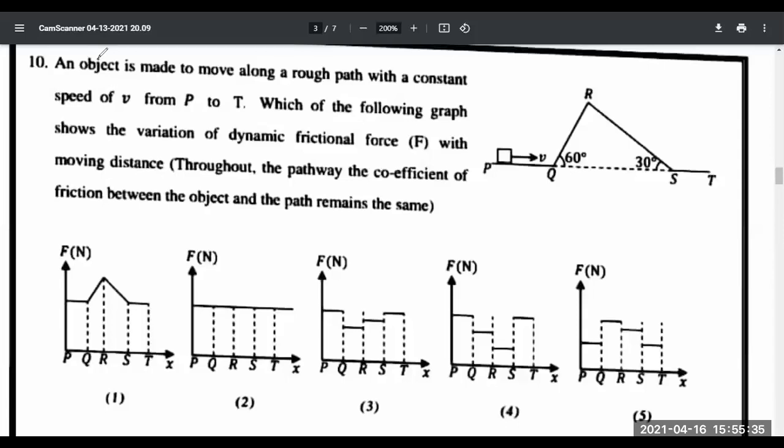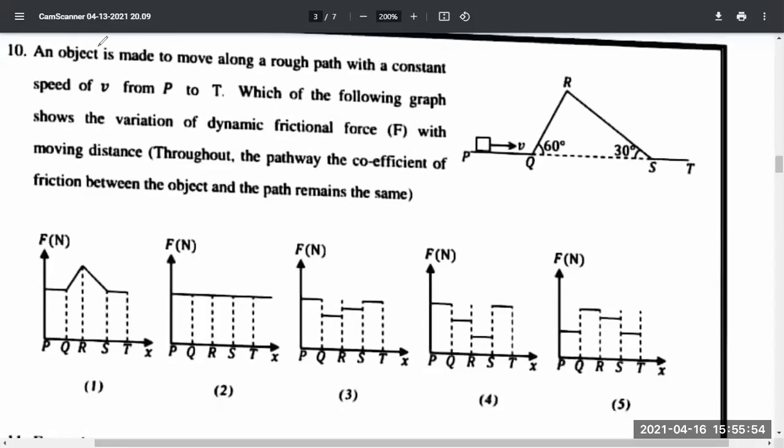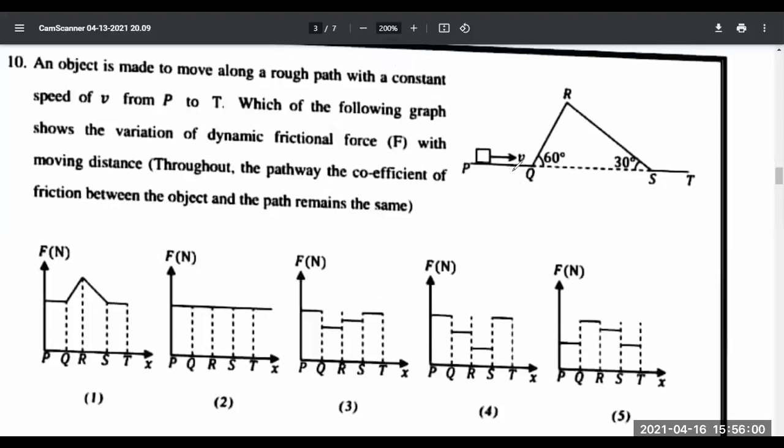Question number 10. An object made to move along a rough path with a constant speed v from P to T. Which of the following graph shows the variation of dynamic frictional force with moving distance? Throughout the pathway, coefficient of friction between the object and the pathway remains the same. Okay, fine. Now this is a rough plane, people. Okay, it's a rough plane.